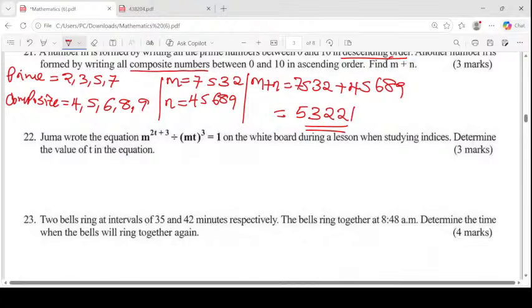We have m power 2t plus 3 being divided by mt cubed, mt power 3. That is now where there is a big challenge, and I hope my learners are very ready for it, and they are going to listen attentively as I break it down.